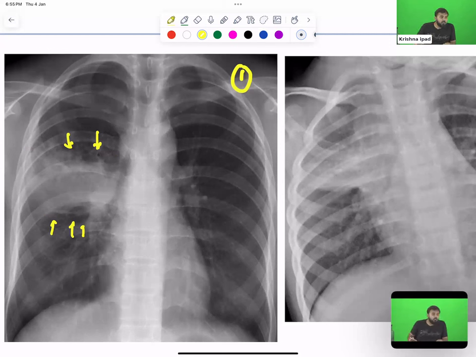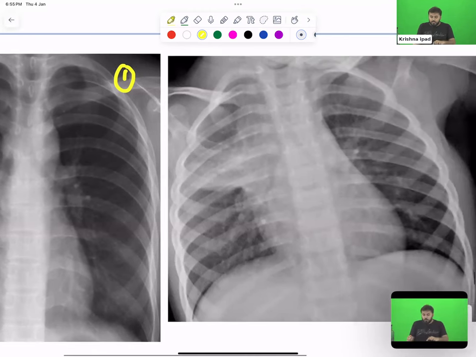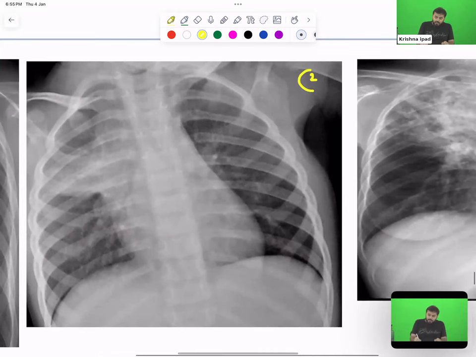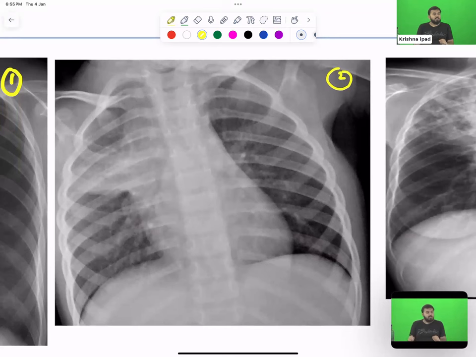It is not a Ghon focus also. Where can you see the points? You cannot see the points. Very clearly, a Ghon focus is a very small point. So, this is an X-ray of consolidation. Now, look at the second X-ray. Tell me, what is the problem here? Same options: Ghon focus, consolidation, hilar lymphadenopathy, tree in bud appearance. What is this?